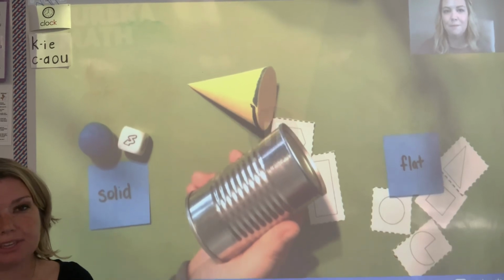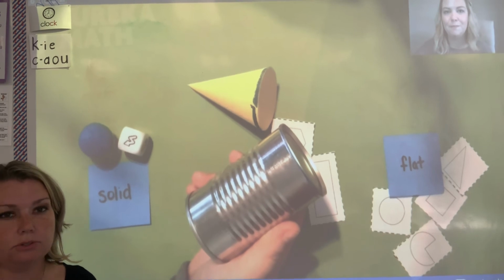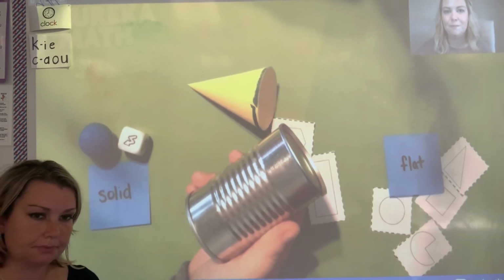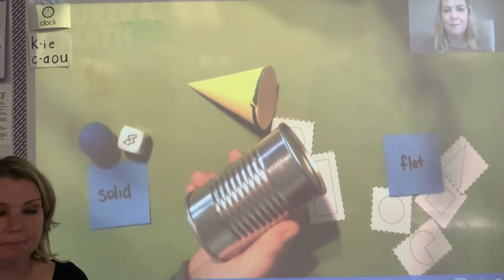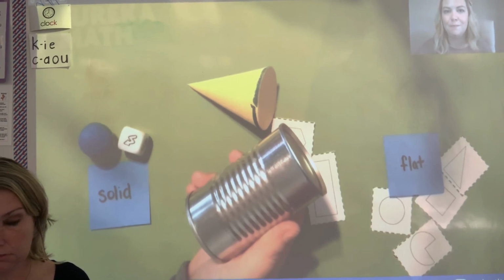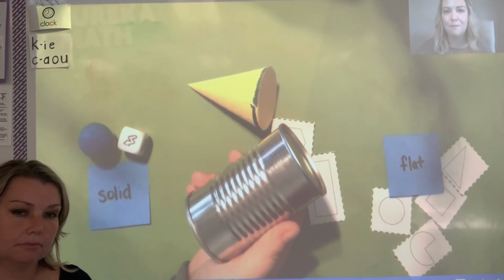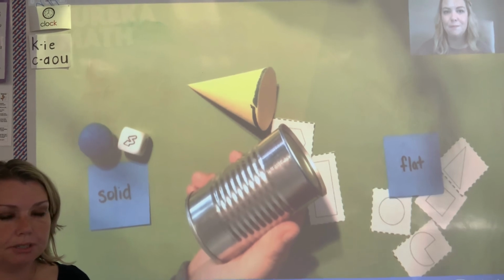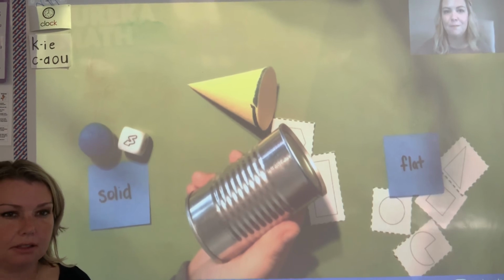Ooh, how do we know that a solid shape is solid? That's a good question. How do we know? Grant, can you tell me how we know a solid shape is a solid shape? Grant, are you there? I don't know. You're not sure? I can help him out. How do we know a solid shape is solid?